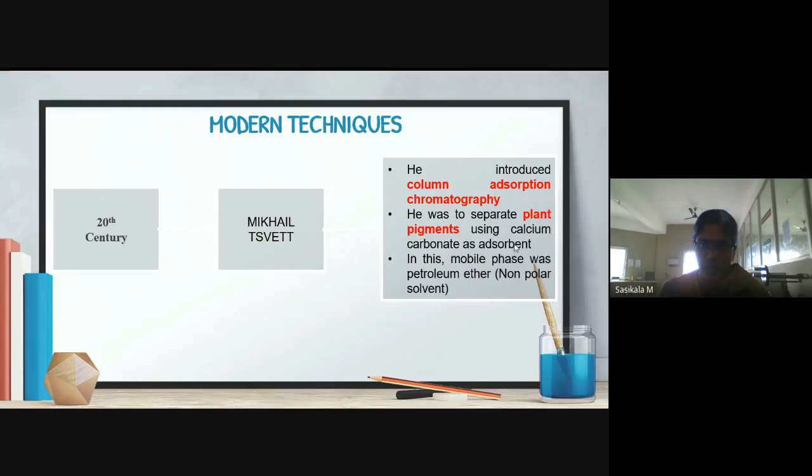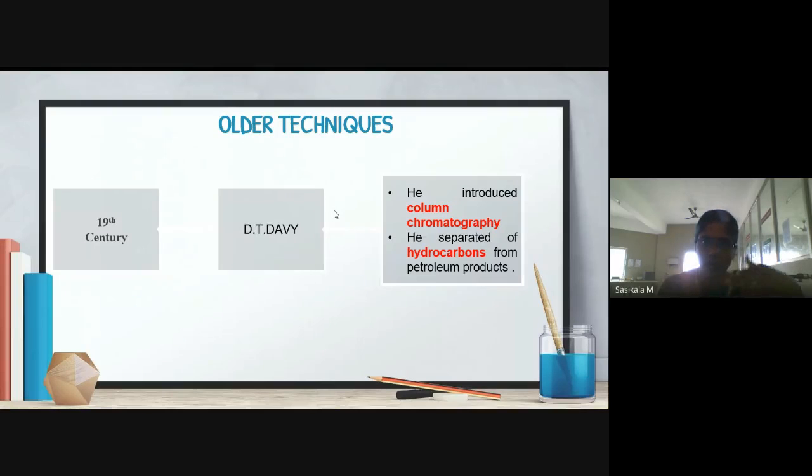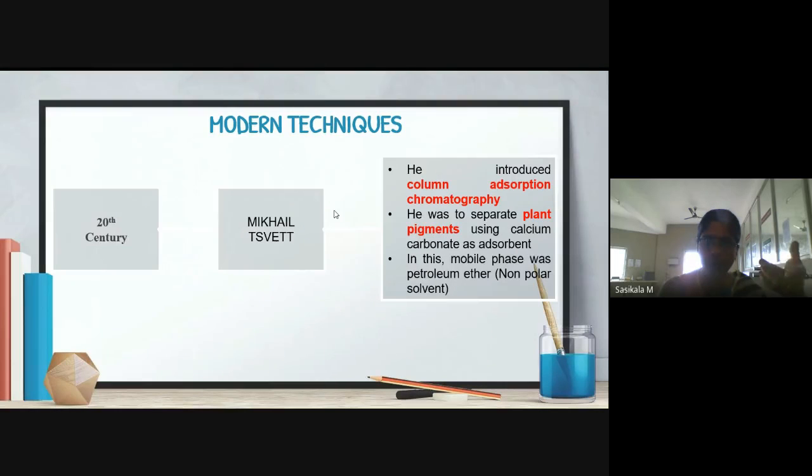Here the adsorbent is the stationary phase, that is, calcium carbonate powder is used as adsorbent, and the mobile phase was a non-polar solvent, that is petroleum ether. Since pigments are soluble in petroleum ether, the mobile phase was selected as a non-polar solvent. So after column chromatography was introduced by D.T. Davy, Michael Sweat developed column adsorption chromatography in the 20th century.